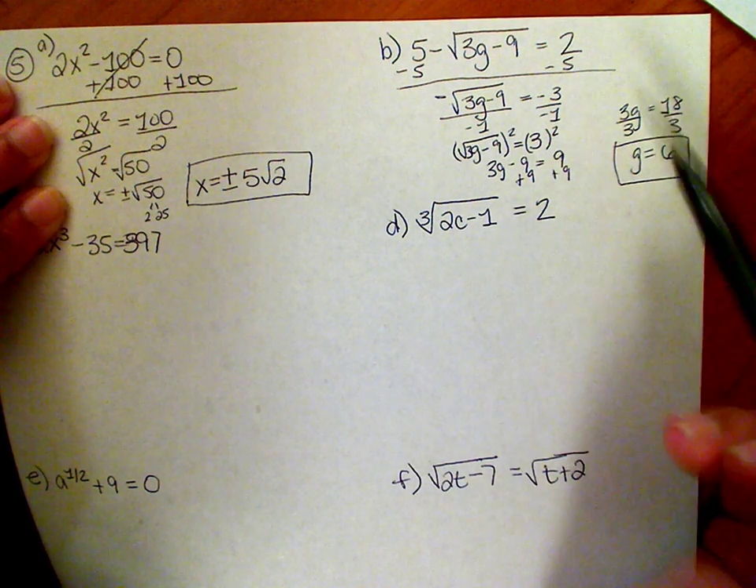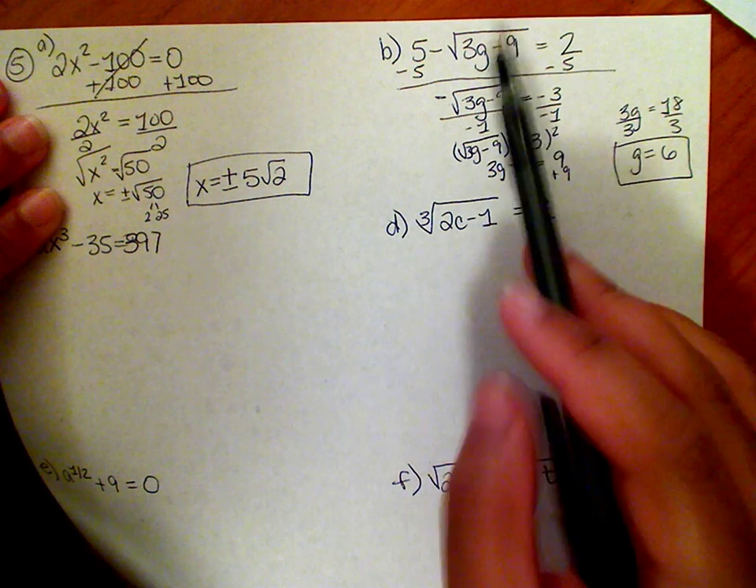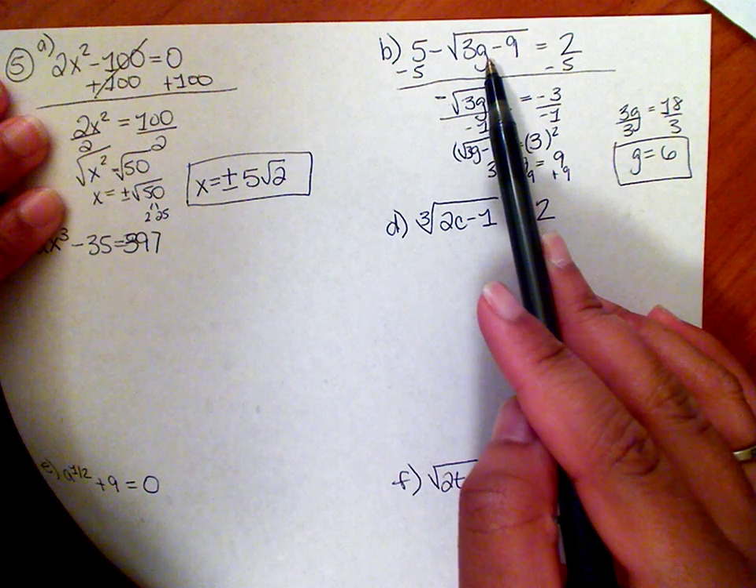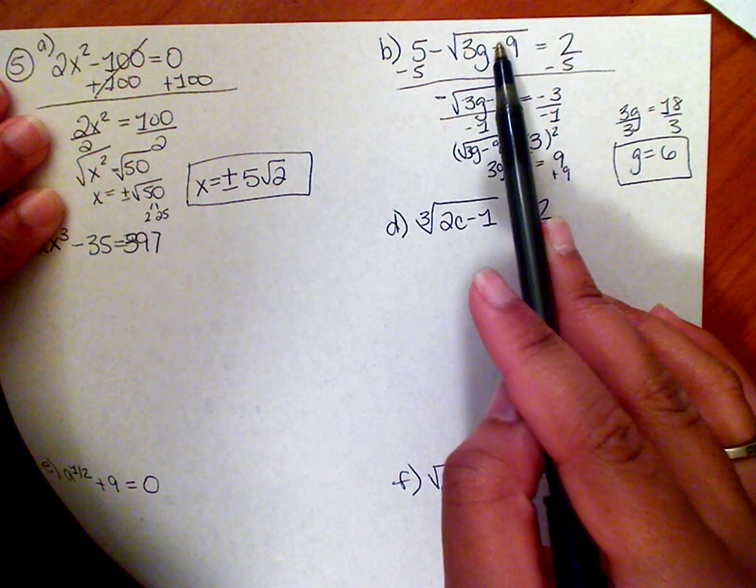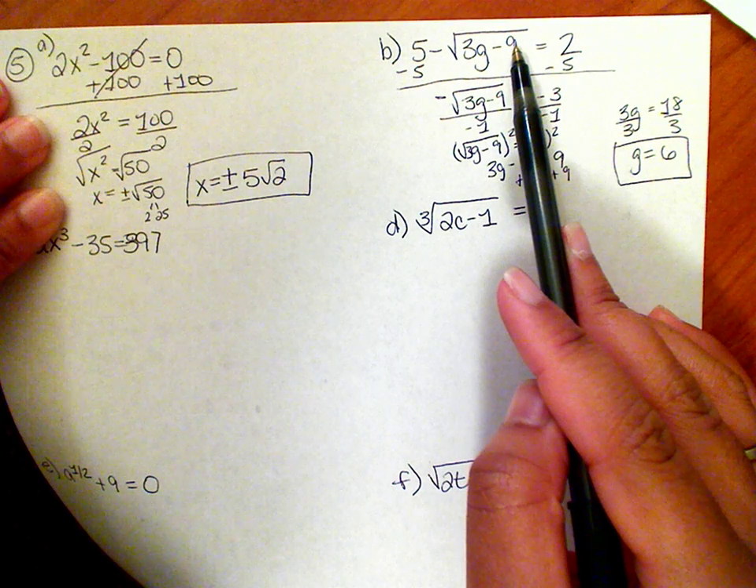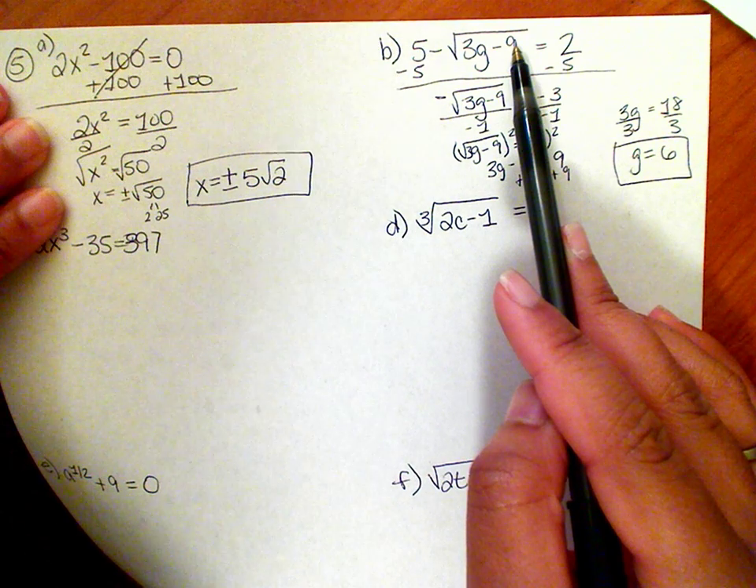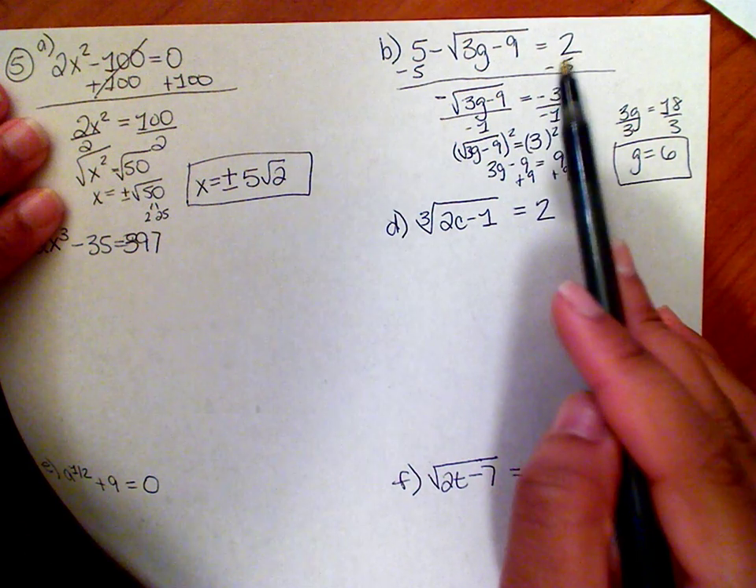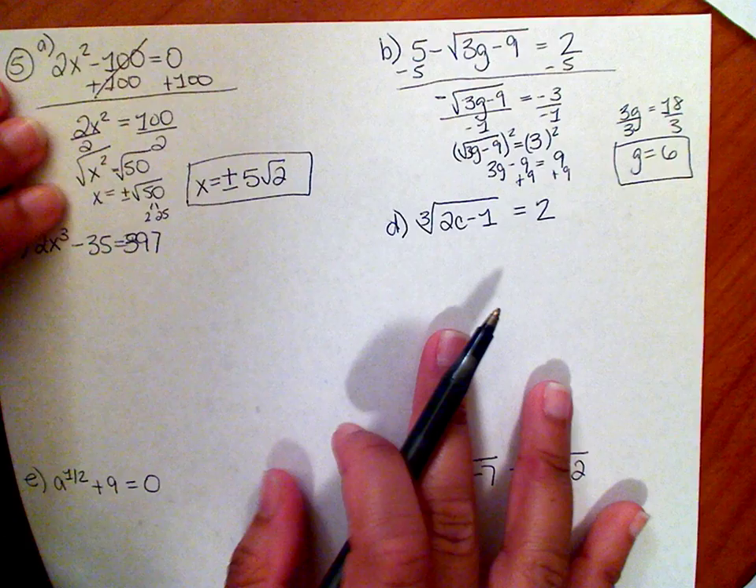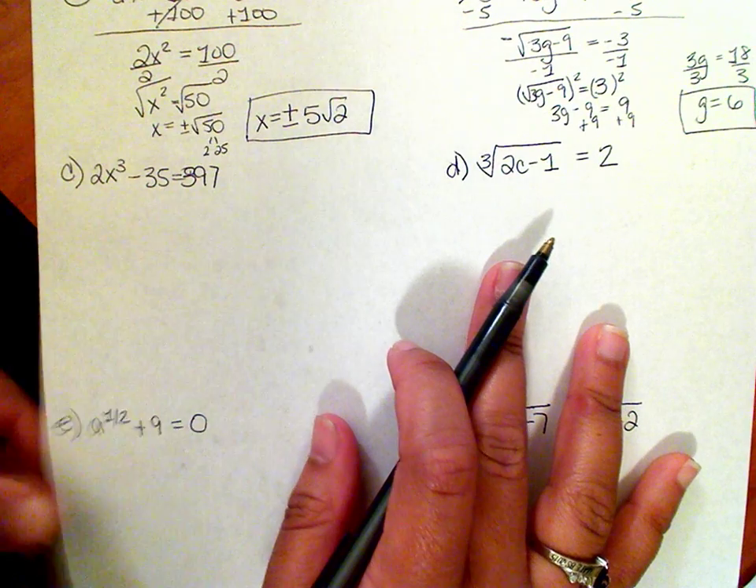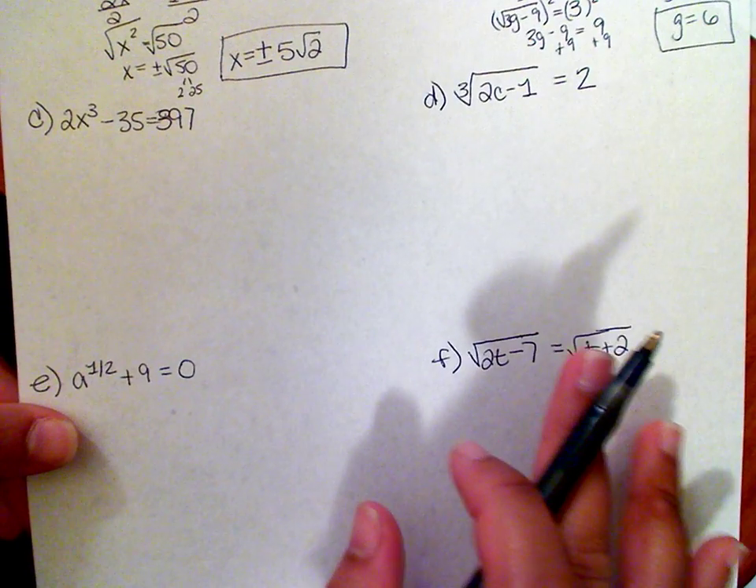Alright, so then if we go back and check that, 3 times 6 is 18. 18 minus 9 is 9. 5 minus the square root of 9, so 5 minus 3 is 2. So 2 equals 2, so we're good. Alright, so now let's take a look at letter C.